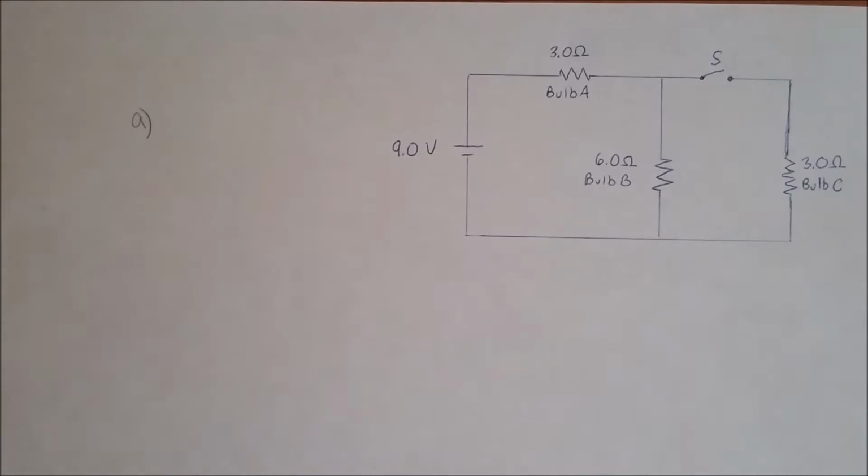Question 2 says light bulbs of fixed resistance 3 ohms and 6 ohms, a 9-volt battery, and a switch S are connected as shown in the diagram. The switch S is closed.